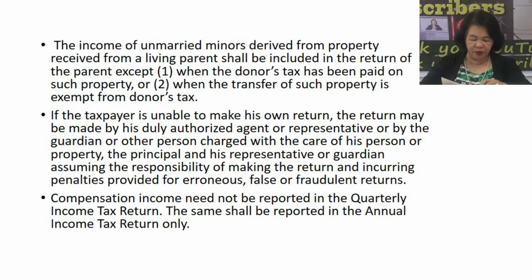If the taxpayer is unable to make his own return, the return may be made by his duly authorized agent or representative or by the guardian or other person charged with the care of his person or property. The principal and his representative or guardian assuming the responsibility of making the return and incurring penalties provided for erroneous, false, or fraudulent returns, no? So yun yung mga may penalties. Erroneous, false, or fraudulent returns.